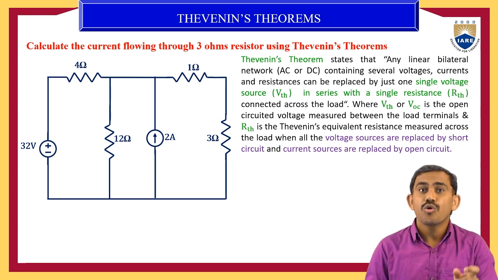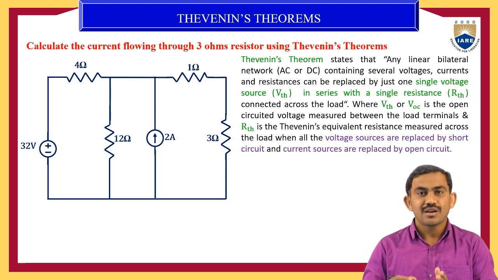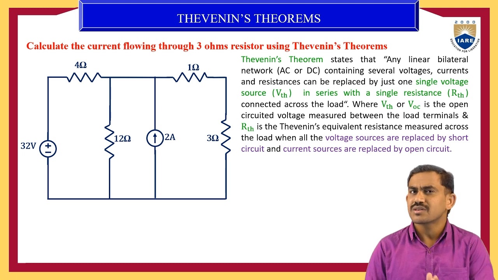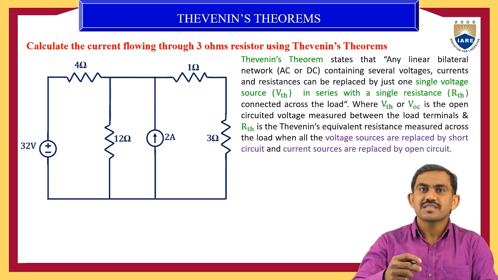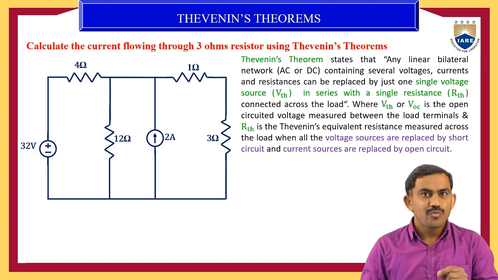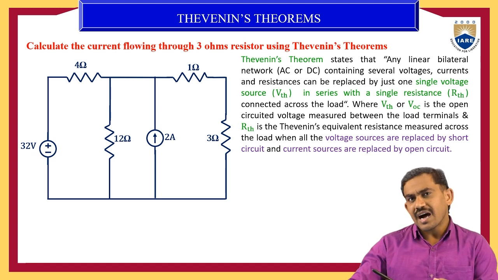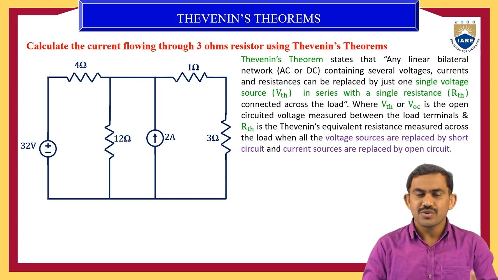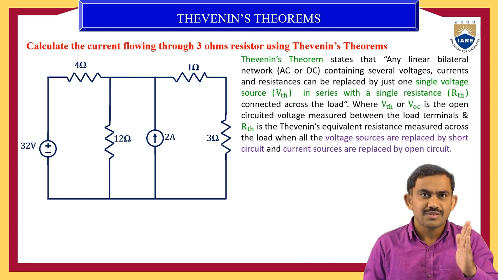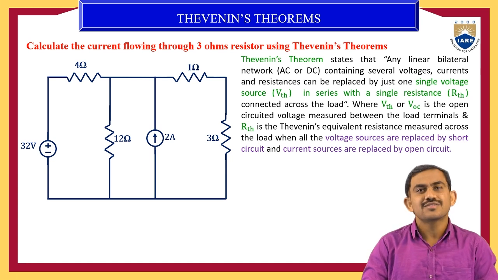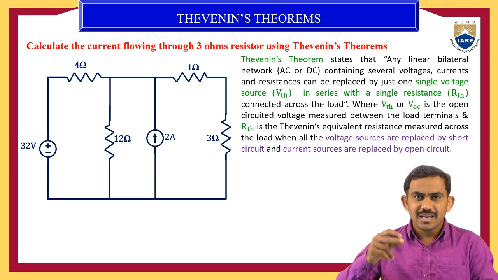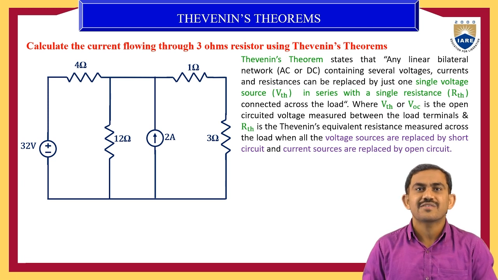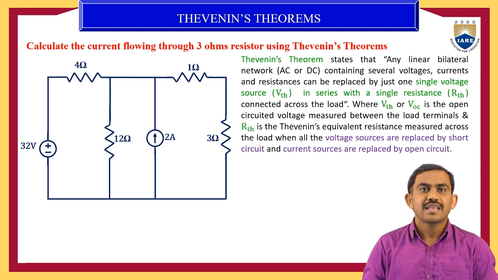That voltage source is the open circuit voltage, or VTH. For VTH we have the load resistor. Remove that load resistor, and across the load terminals we need to find the VTH, or open circuit voltage. And what about RTH? That is Thevenin's resistor. In any circuit, we may have many voltage sources and many current sources, no worries. Where you have a voltage source, it is short circuited, and where you have a current source, it is open circuited, and across the load terminals we need to find the equivalent resistance. That equivalent resistance is nothing but your Thevenin's resistance.